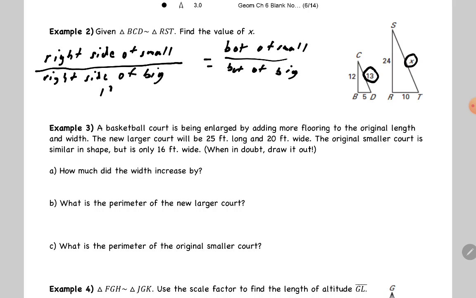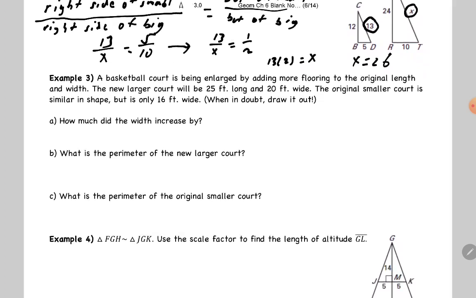So when I put this all into order, 13 over x is equal to 5 over 10. I'm going to do my cross multiplication, but first, I'm going to reduce this. When I reduce this, 13 over x equals 1/2. So now I can do my cross multiplication. 13 times 2 equals 1 times x. So x equals 26.